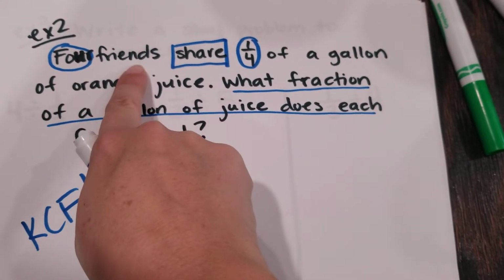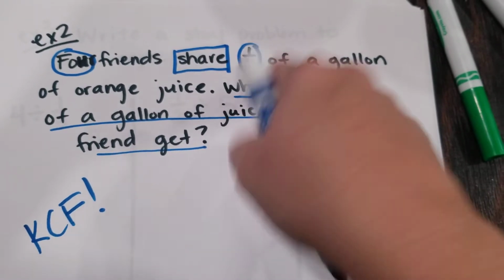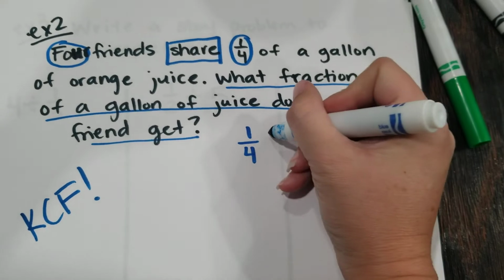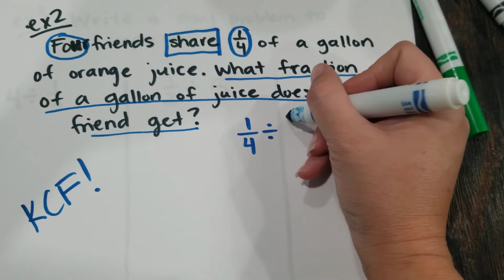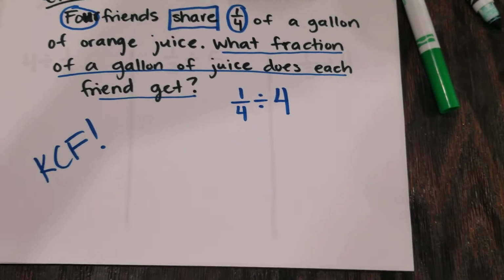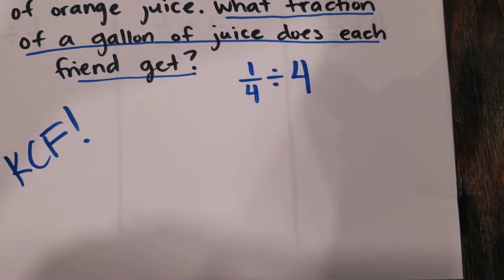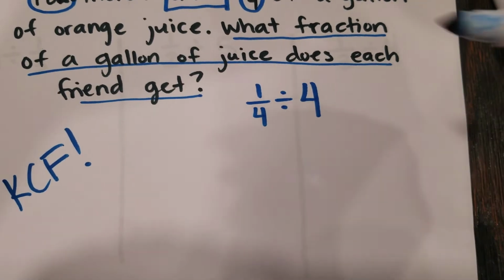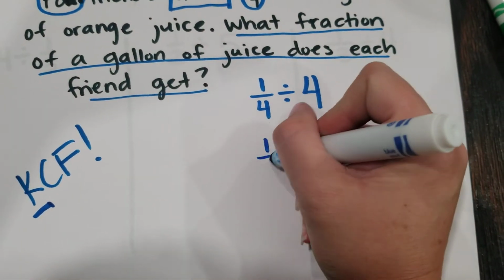Because it's 4 friends and 1/4 gallon of orange juice. It's the orange juice. So since we're sharing the orange juice, 1/4 will go first, and we're going to divide that 1/4 of juice. We're going to divide it and split it up among 4 friends. So here's our problem. Okay, we're not going to use a model this time. We're going to use KCF. So following those steps, we want to keep the 1/4. Keep, K stands for keep. Keep the 1/4 exactly the same.